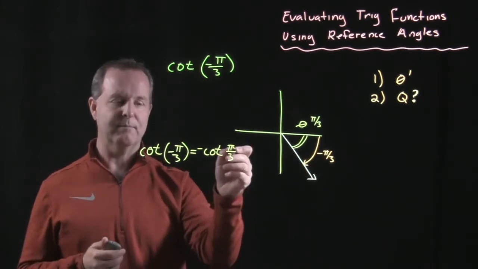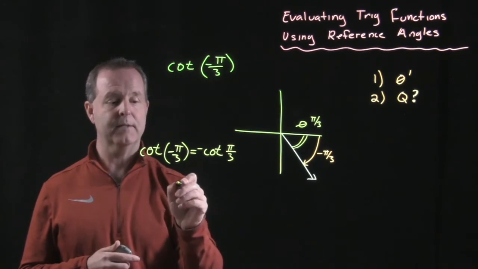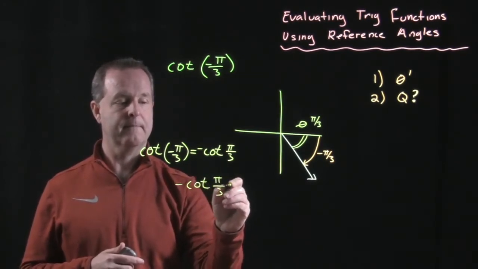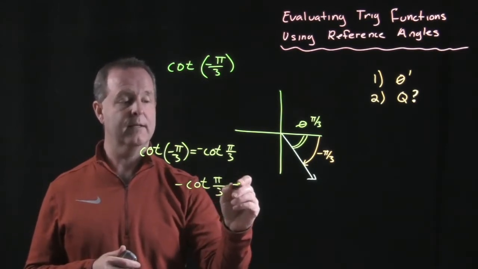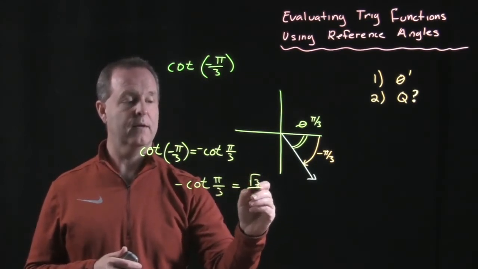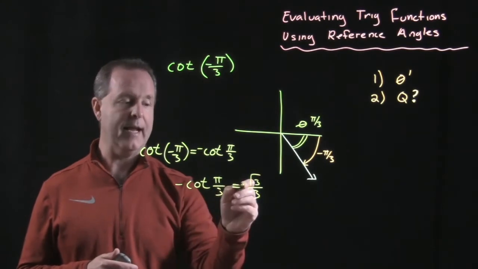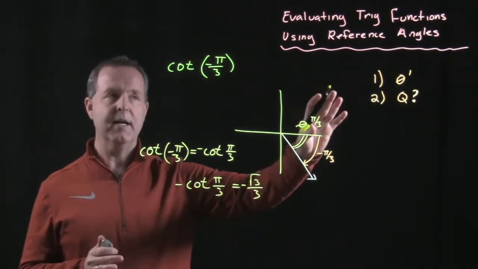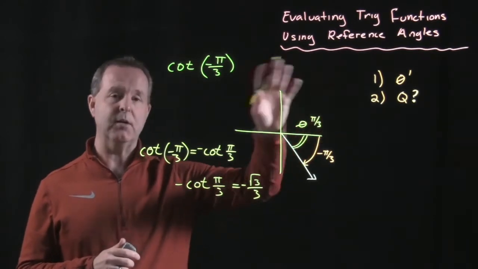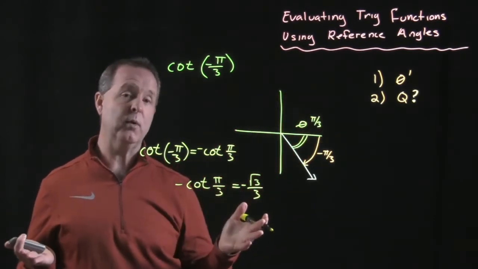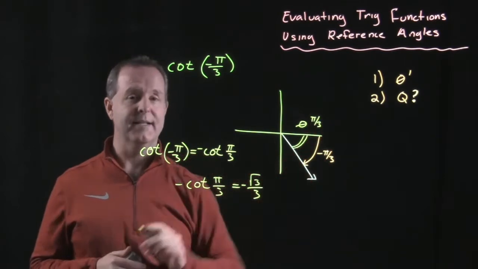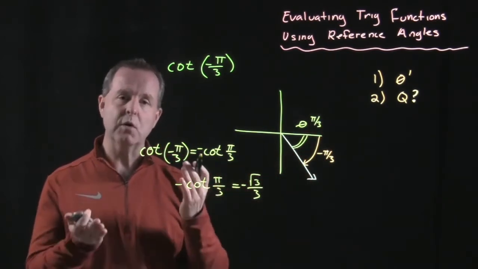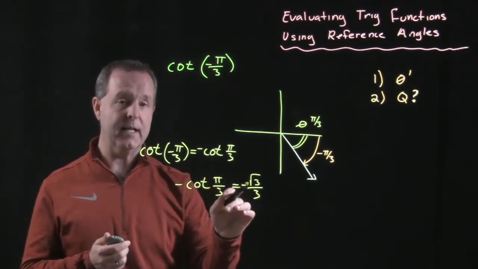Now, what was the cotangent of pi thirds? If we remember our special triangles again, that would equal root 3 over 3, and then with a negative sign in there. Now, I hope you understand that to find and evaluate trig functions by using a reference angle, there's only two things we really need to do. One, determine what its reference angle is. Then two, find its quadrant and use those two things to help us determine the sign.